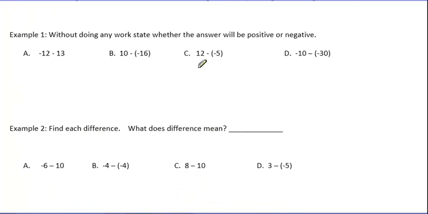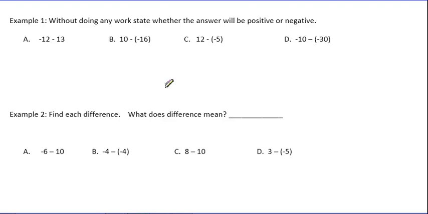So, looking at example 1, without doing any work, we want to state whether the answer is going to be positive or negative, just like we did yesterday. When we look at A, I have what I would call same sign. They're both negative numbers, so I know this is going to be negative. When I add two negatives together, my answer is negative.